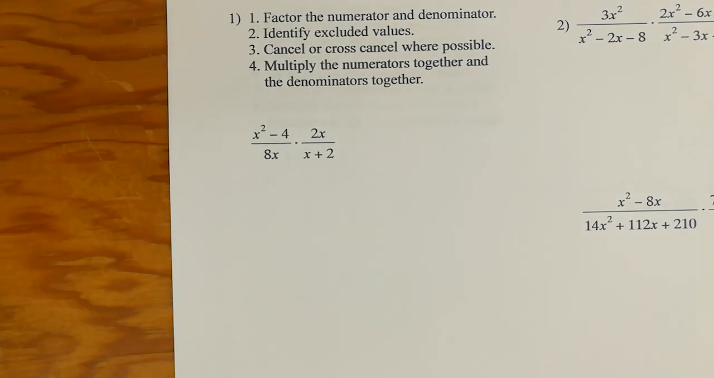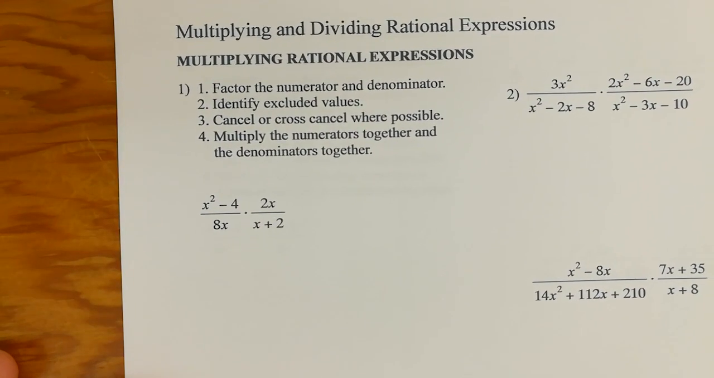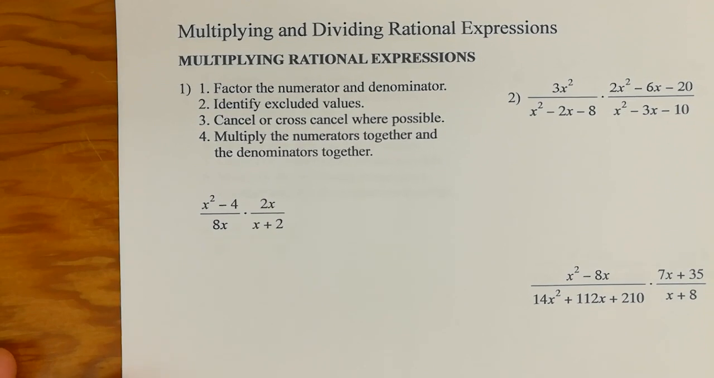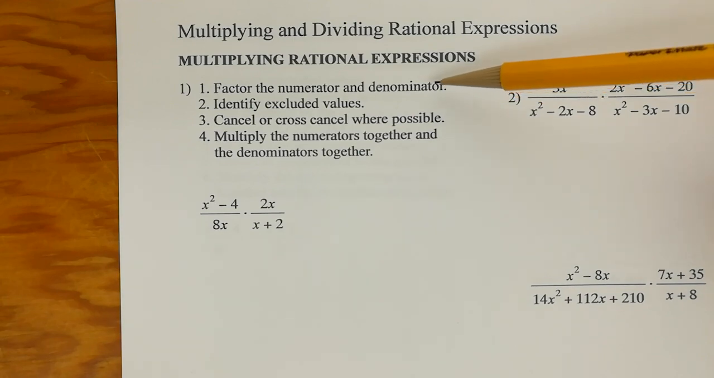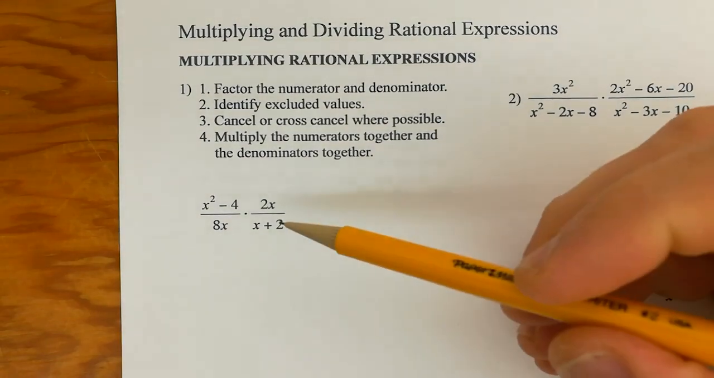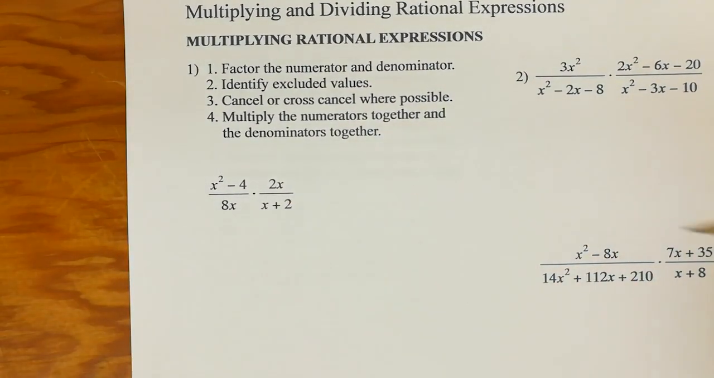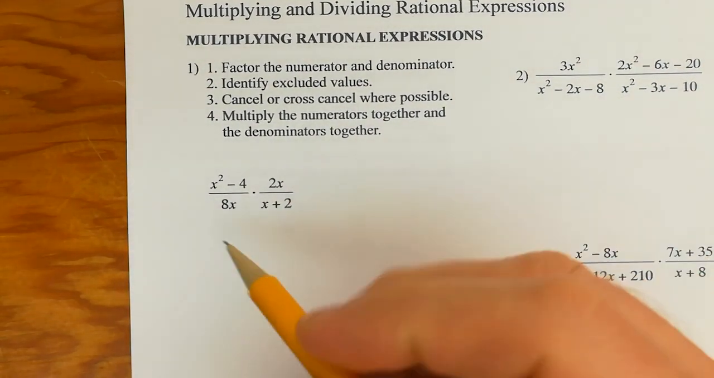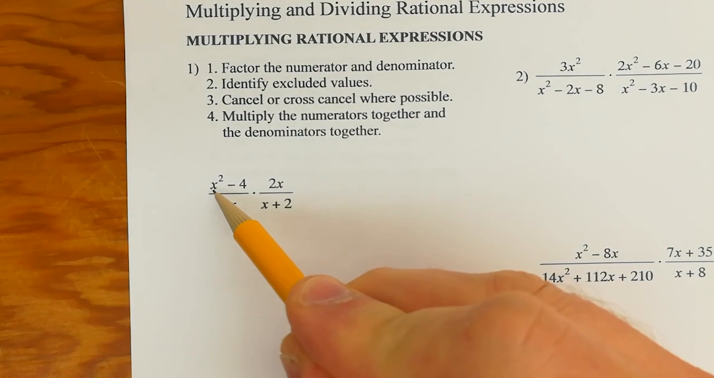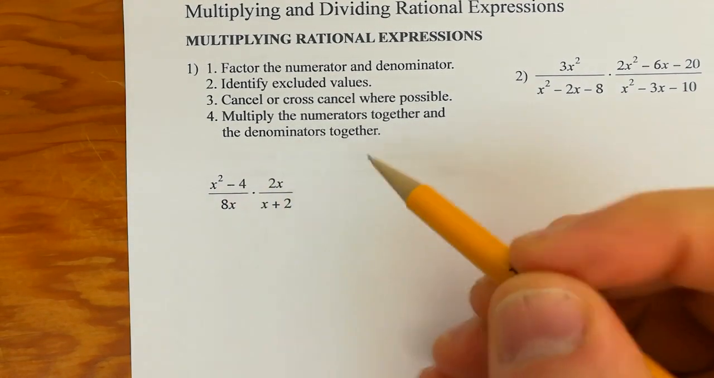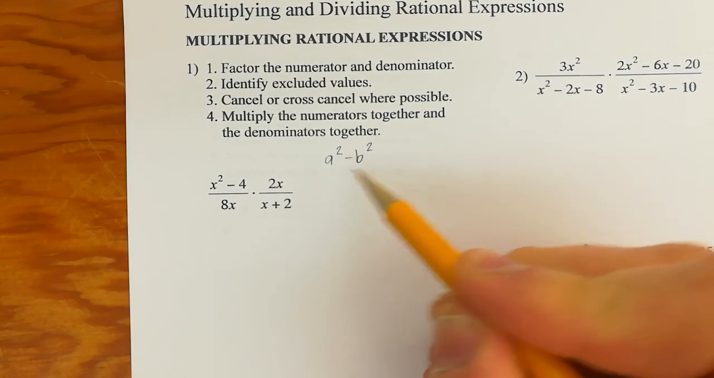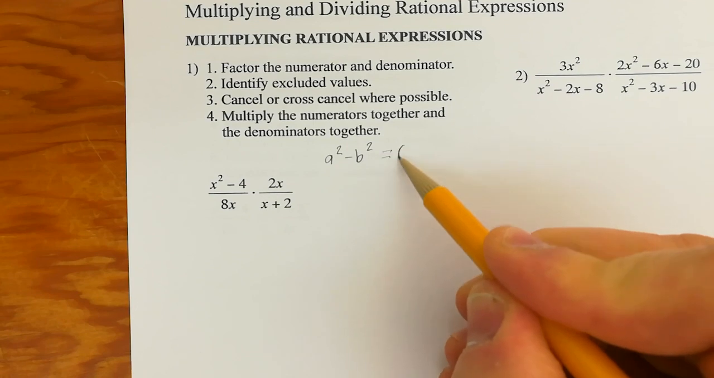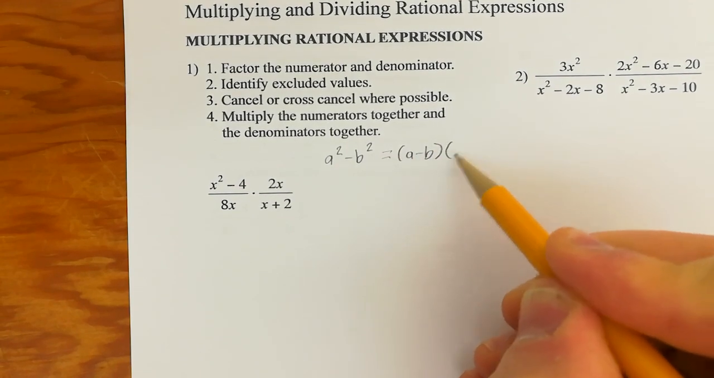All right, today we are going to be multiplying and dividing rational expressions. So first we have some steps here that can be handy. I'll point those out as we go through this first problem. The first thing we want to do is factor both the numerator and denominators if we can. On this first problem, I notice this is a difference of squares. If you have two perfect squares being subtracted, you can factor it like so.